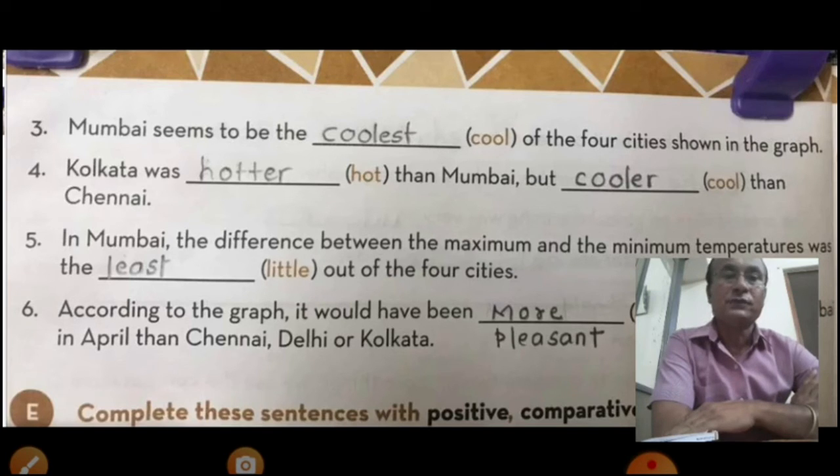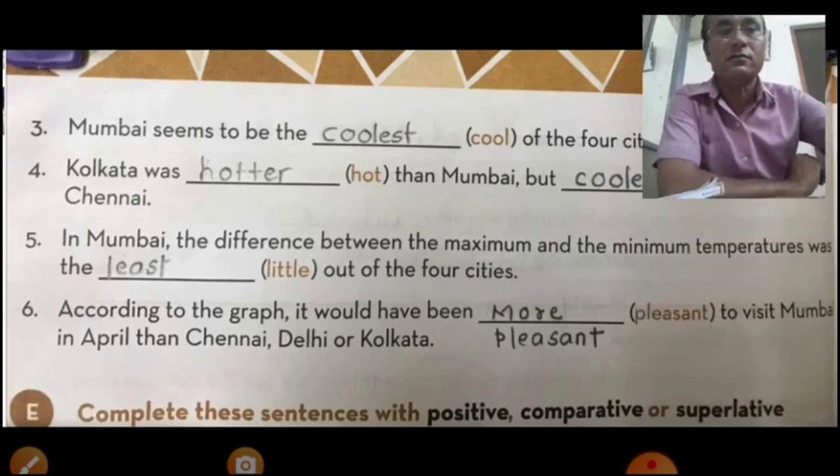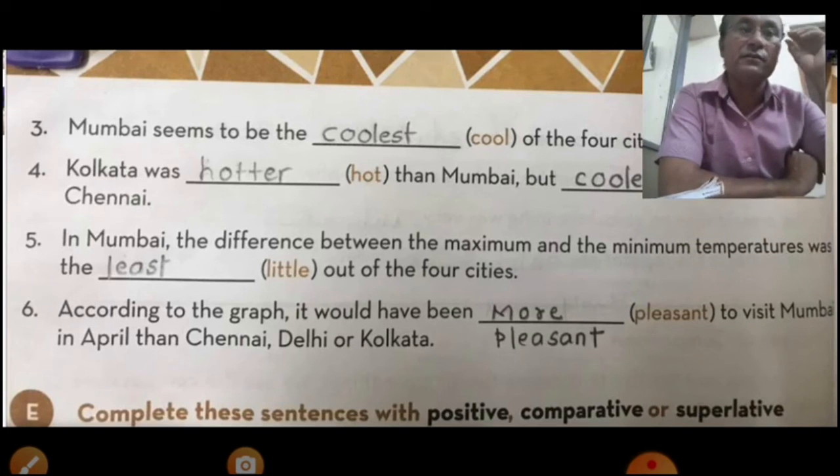Fifth one, in Mumbai, the difference between maximum and minimum temperature was the least out of four cities. Little, and the superlative form of little is least. Very easy to put the superlative degree as before the blank we have found that the is written. So it's very easy to put there the superlative degree adjective.